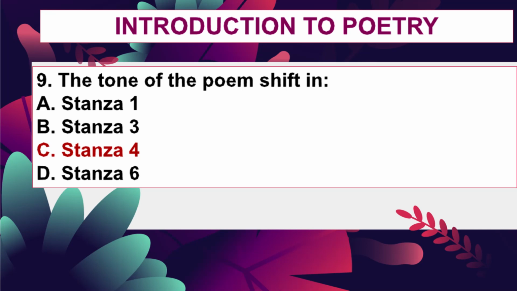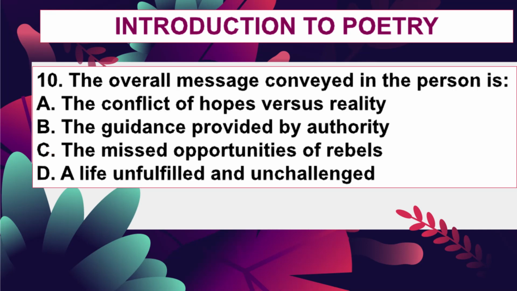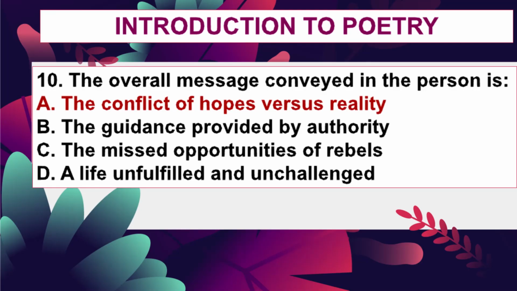Stanza 4. The overall message conveyed in the poem is: Letter A. The conflict of hopes versus reality. B. The guidance provided by authority. C. The missed opportunities of rebels. D. A life unfulfilled and unchallenged. The answer is letter A. The conflict of hopes versus reality.